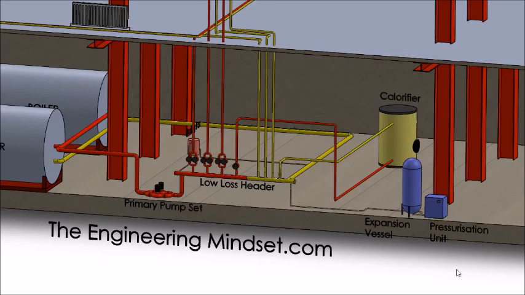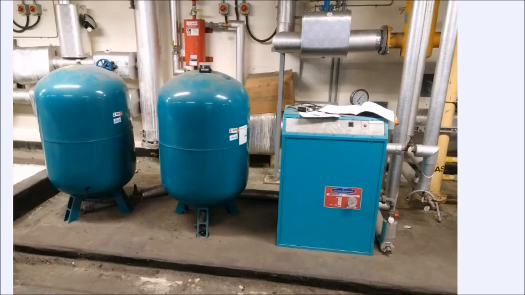So if it gets too high, then obviously the expansion vessel will take some of that, and when it gets too low, then the pressurization unit will force that back into the system to equalize it. And the pressurization unit will probably look something like this, where you've got the expansion tanks, the vessels over here, and then the main pressurization unit just there as well.